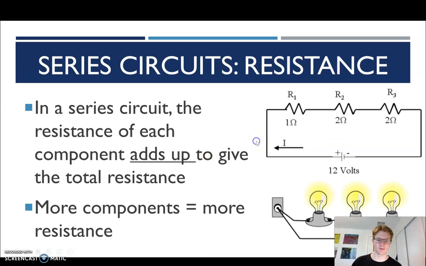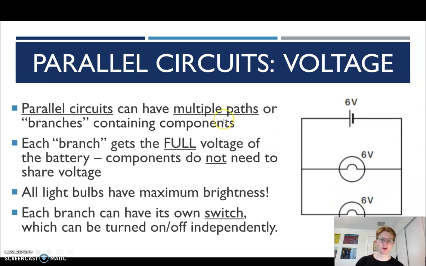Moving on. Okay. When it comes to resistance, the total resistance of a series circuit is just the sum of all the energy users and the resistance they each have. So if we had 3 resistors, this one has 1 ohm, 2 ohms, 2 ohms. The total resistance here is what? Yeah, 5 ohms. Cool. All right, moving on.